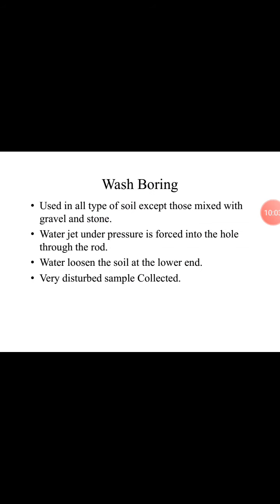This method may be used in all types of soil except soil mixed with gravel or stone. A water jet under pressure is forced into the hole through the rod. Water leaves at the lower end and forces the water slurry upward through the annular space between the drill rod and casing. Soil particles collected represent a very disturbed sample and are not used for determining the engineering properties of the soil. Now in wash boring, see this figure.